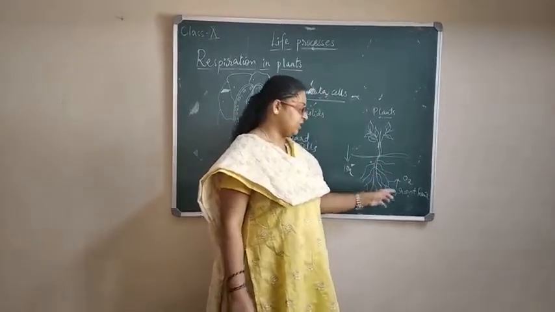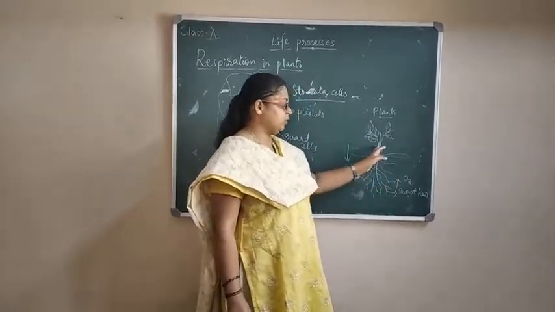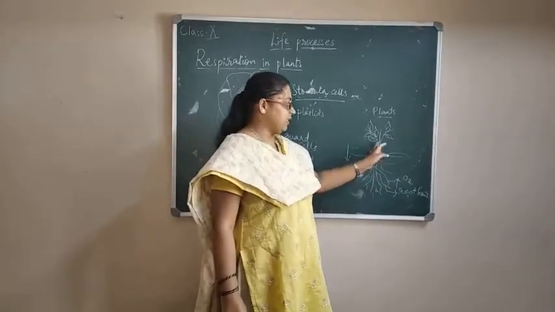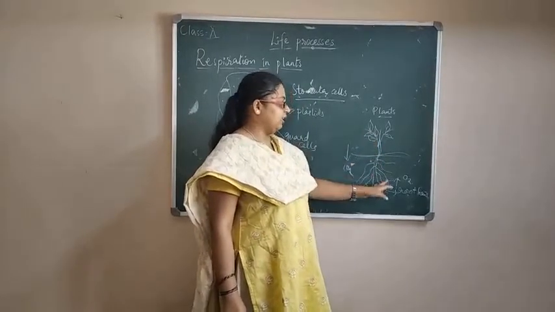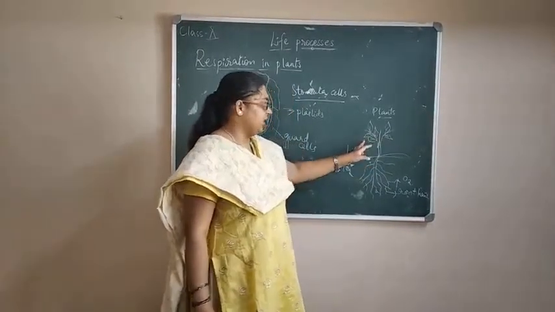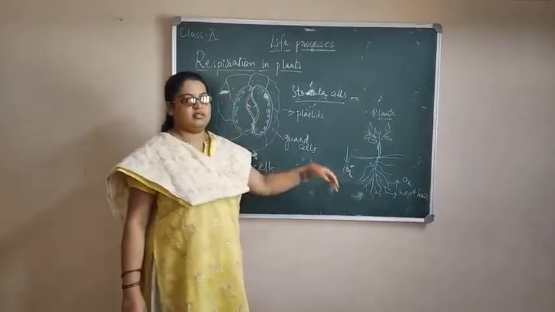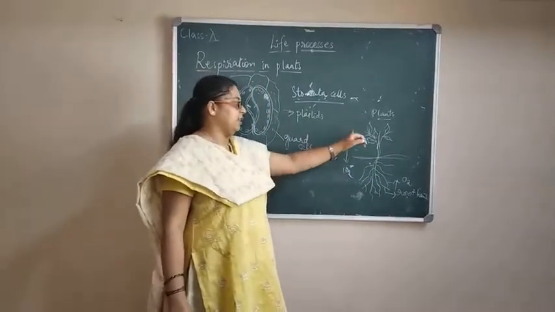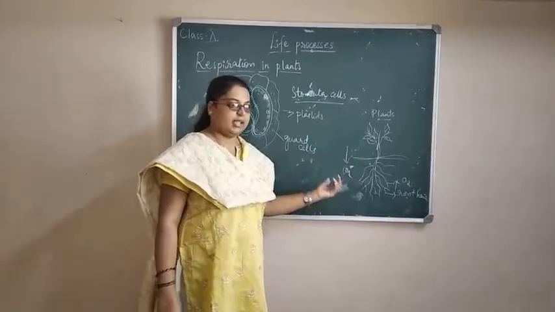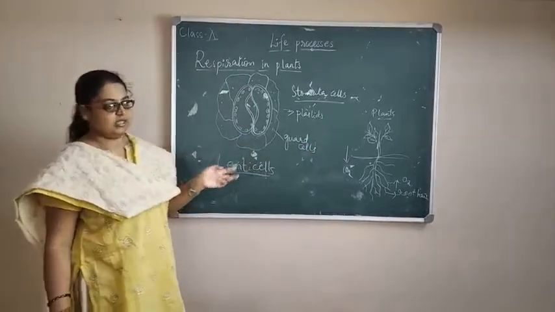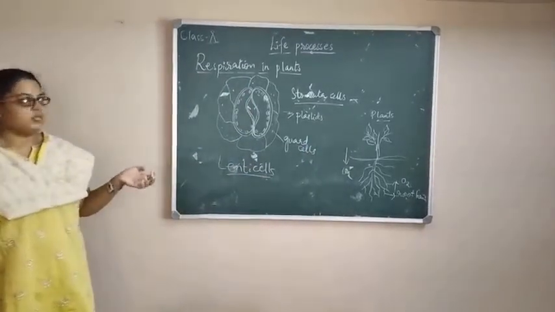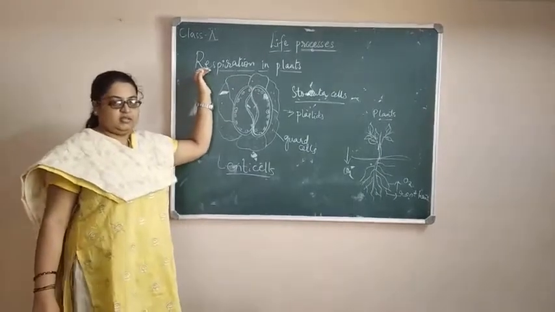As soon as the oxygen is absorbed by the root hair, it is transported through the root to the stem, and again it moves in the upward direction. Similarly, carbon dioxide is released from the stem in the opposite direction. Likewise, the balance is maintained inside the plant and it performs the respiration process.